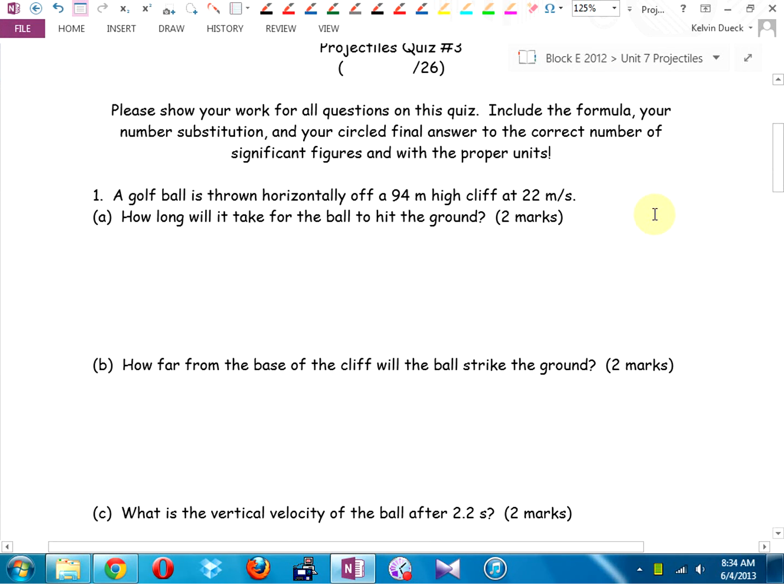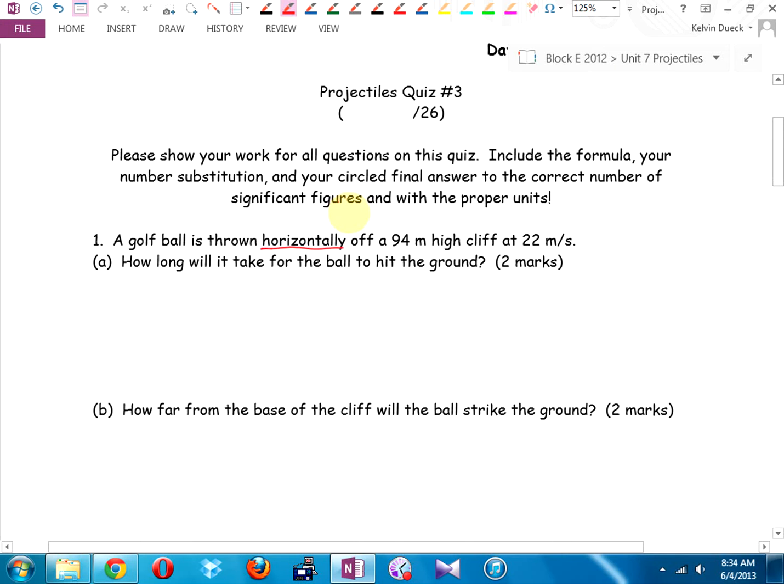A golf ball is thrown horizontally. I usually tend to underline the word horizontally, and I might draw a little picture somewhere. I didn't give you guys much room, but there's kind of room over here to draw a little picture. There's the cliff, 94 meters high, and a horizontal velocity of 22.